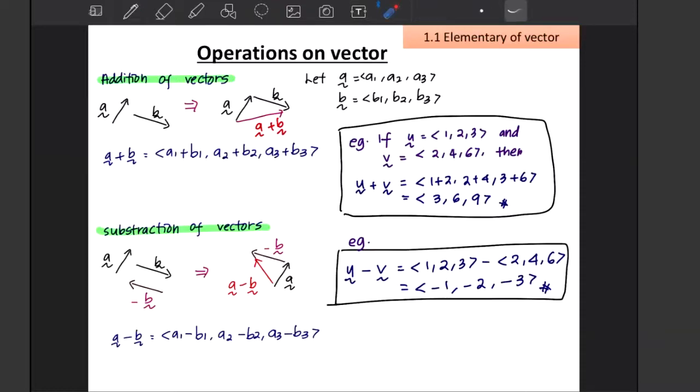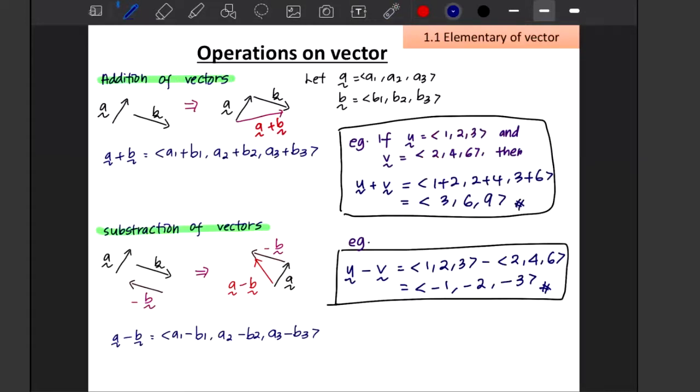So look at this example. We have u equal to 1, 2, 3 and v equal to 2, 4, 6. Then u plus v equals 1 plus 2, 2 plus 4, and 3 plus 6. We add the same components, then we will get 3, 6, 9.